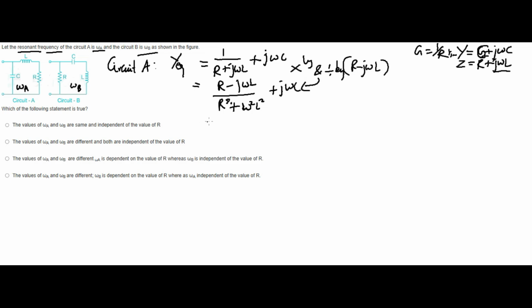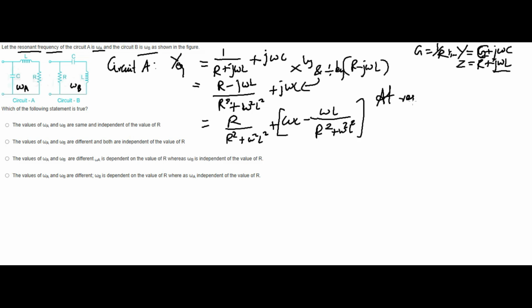After all the substitutions, you will get R divided by R square plus omega square L square, plus j omega C minus j omega L divided by R square plus omega square L square, because you have to do the substitution and cross multiply everything. That is simple, I don't want to say everything.